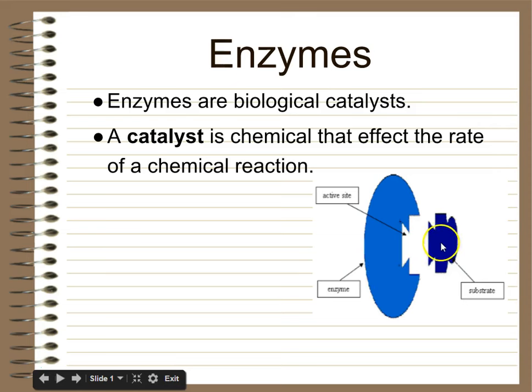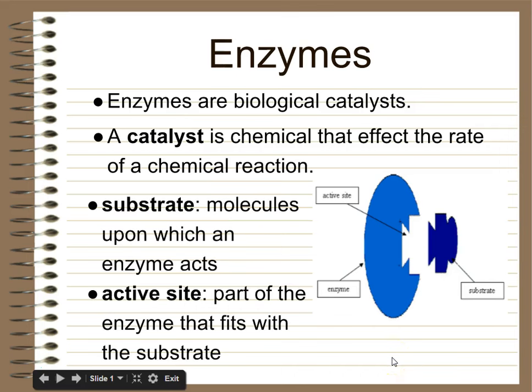So this substrate can fit into the enzyme in an area called the active site. So when these two chemicals join together, it will allow a certain chemical reaction to take place. So just to give you the definitions of a substrate and the active site, the substrate is the molecule or molecules upon which an enzyme acts. And the active site is the part of the enzyme that fits with the substrate. It's the actual site that fits these two together. This is very important because every specific enzyme has a specific substrate that it can act on.